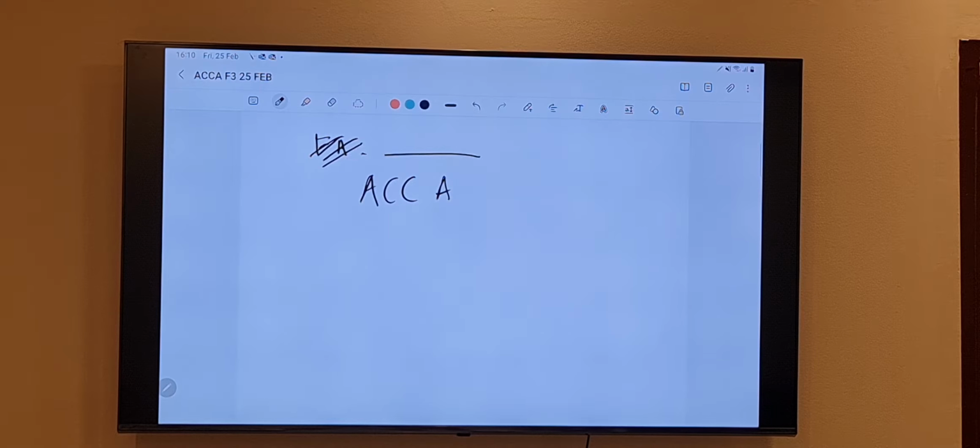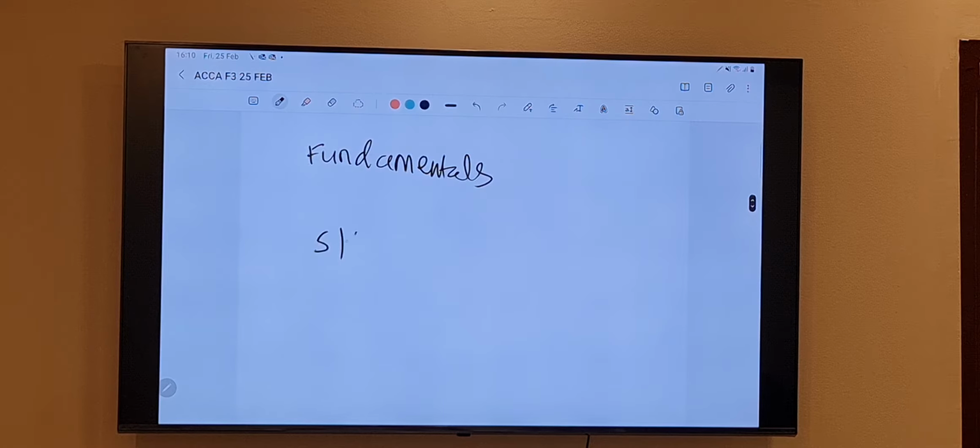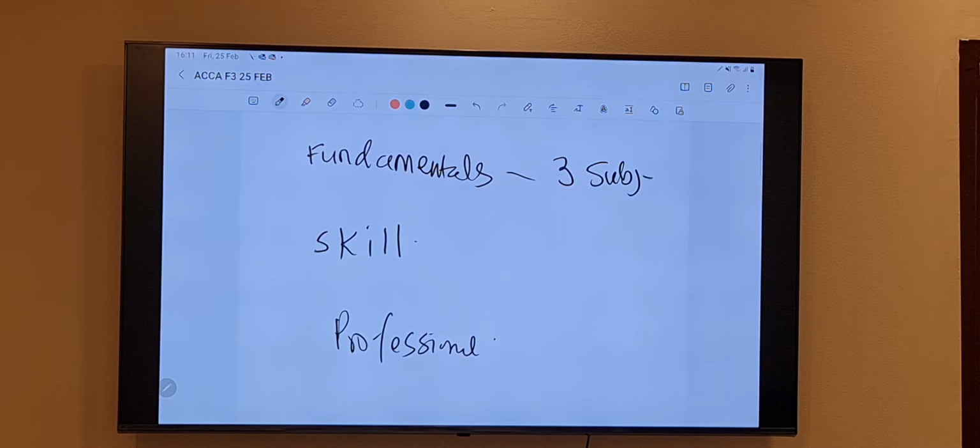ACCA, Association of Certified Chartered Accountants. That is the full form of this qualification. This has 3 levels. We call it fundamental levels. And then we have skill level. And then we have professional level. Fundamental level, there are 3 subjects. This is what we are currently planning to study.